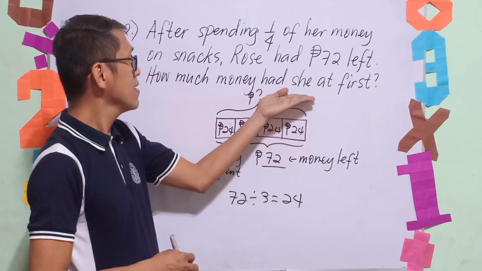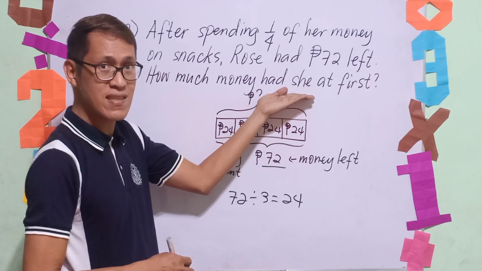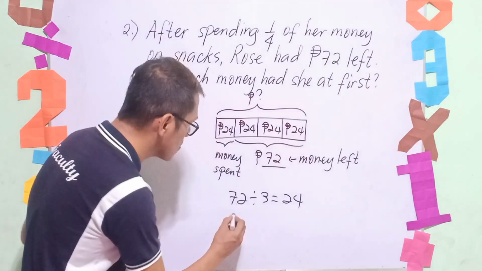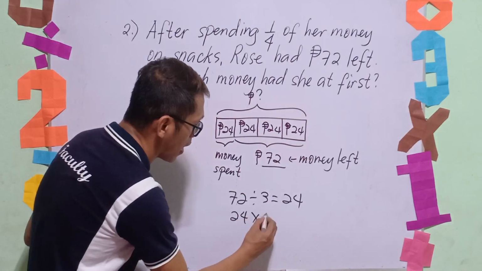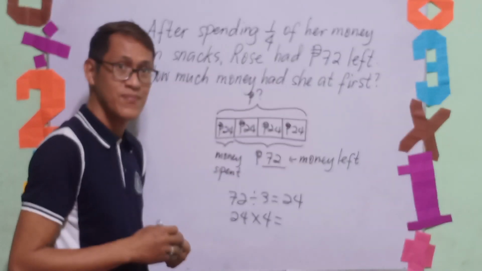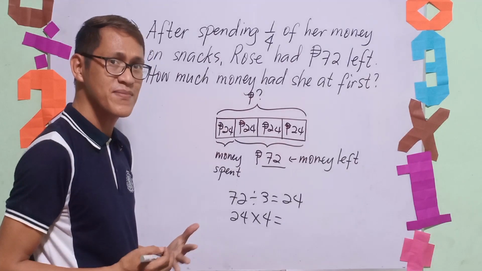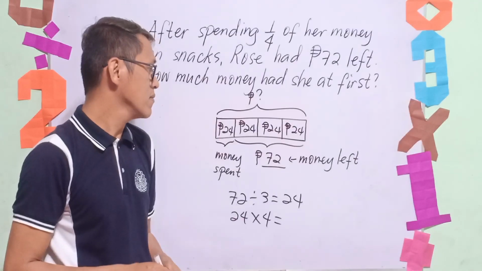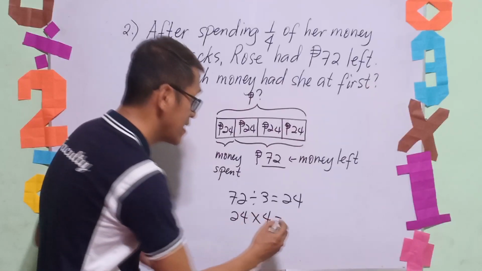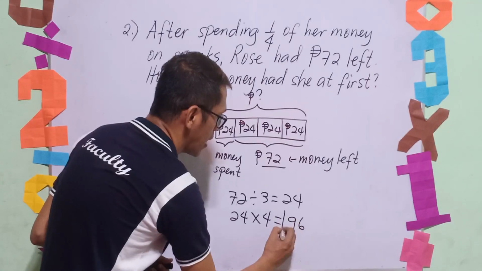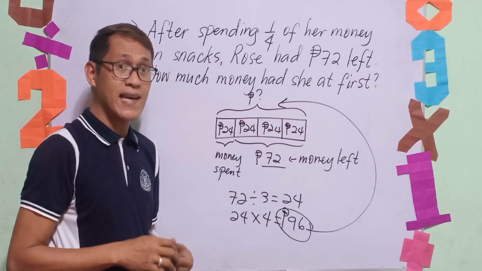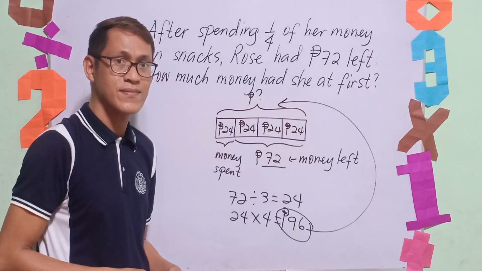So how to get the money of Rose at first now? Since you have 4 blocks of 24 pesos, so just multiply 24 times 4. Am I correct? Yes, so let's multiply 24 times 4. That is 96. So, meaning to say, at first, Rose had 96 pesos.